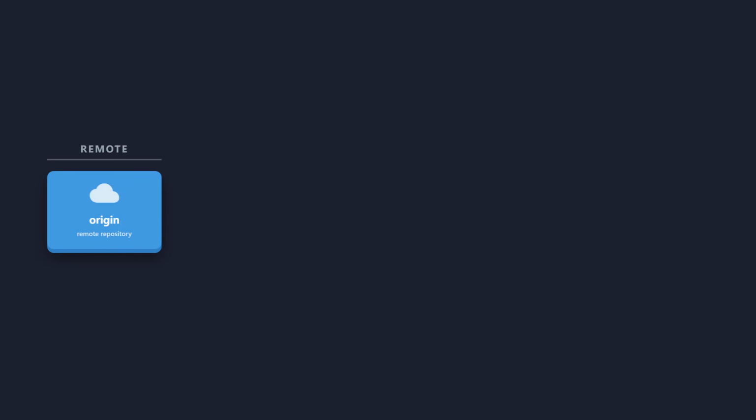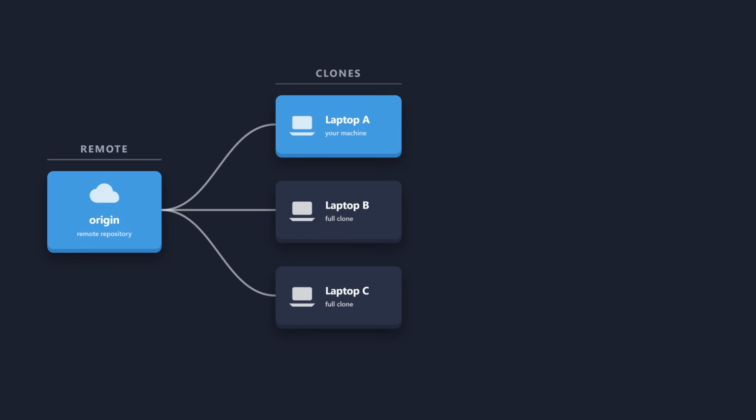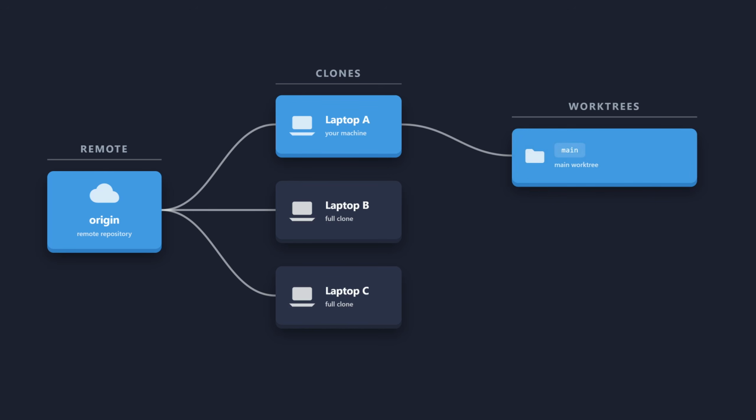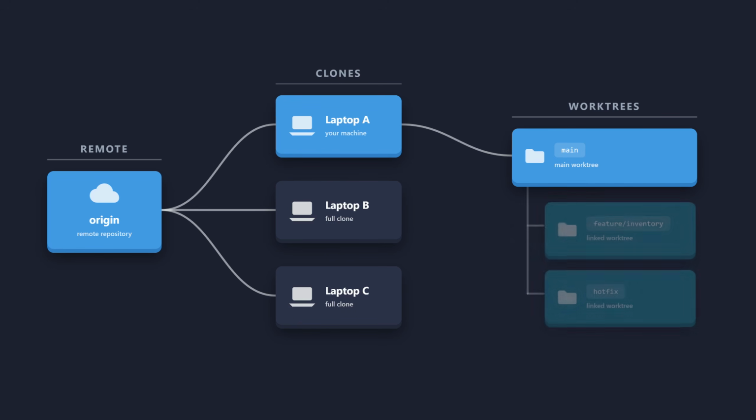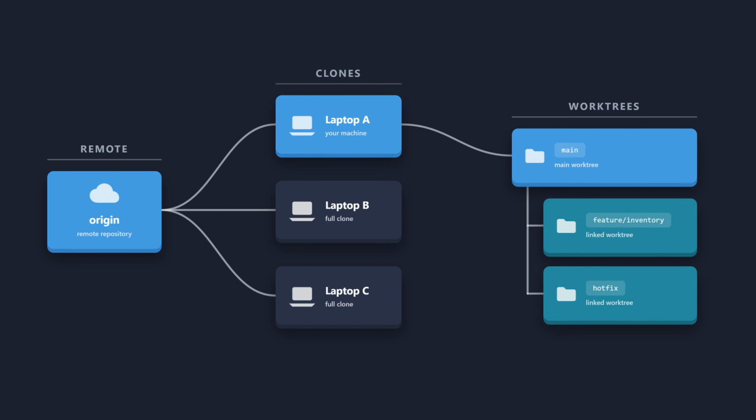All right, let's start with the fundamentals. Now, Git is a distributed version control system. So when you clone a repo, your whole project comes down with you. All of the history in every branch is going to live right there in that one local repo. Then when you check out a branch, Git is going to fill your working folder with that branch's version of the files. A worktree lets that same repo have more than one working folder at the same time, and each folder is its own branch.